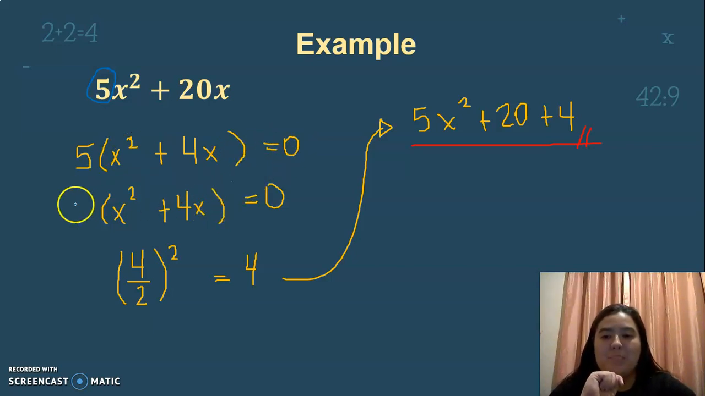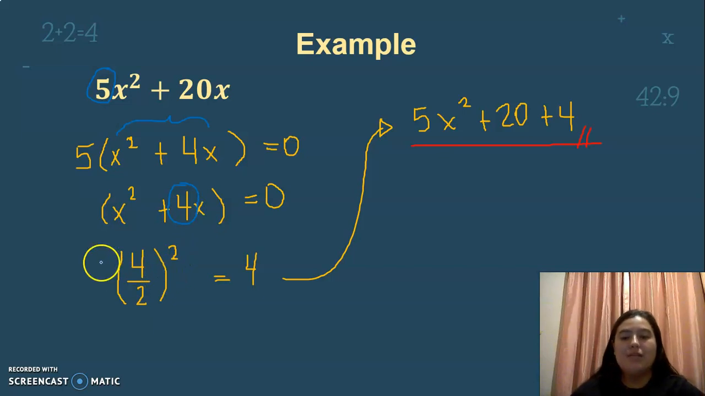Okay. So now our solution will be this one. x^2 + 4x. Okay. Then we have x^2 plus 4, and we are going to see 4. And then 4 has to be divided by 2. So 4 divided by 2, squared. 4 divided by 2 equals 2, and 2 squared equals 4.